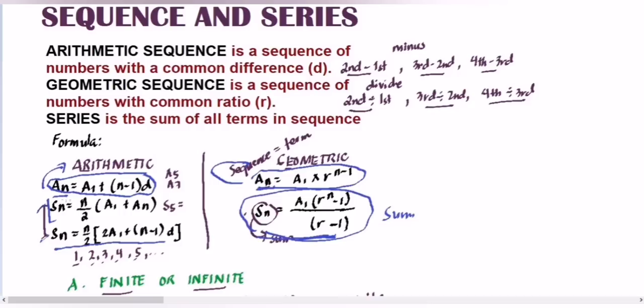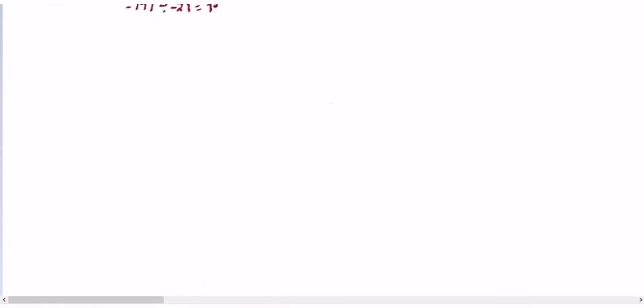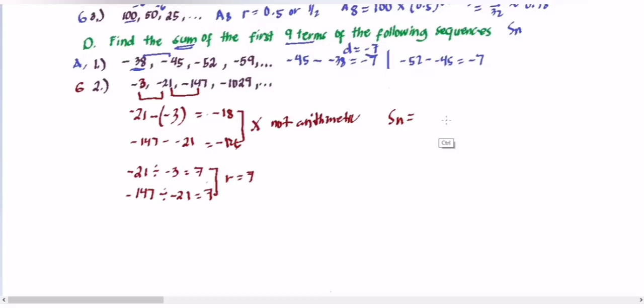So, kung mapapansin nyo, meron ding S sub n, di ba dito? Ito yung ginamit natin kanina. Yan kasi yung ginagamit kapag arithmetic. Pero tayo ngayon kasi ay geometric. So, ito yung gagamitin natin, yung S sub n under geometric. So, isulat natin yan dito sa baba. So, the formula for geometric series is A sub 1 times the quantity of R raised to n minus 1 all over R minus 1.